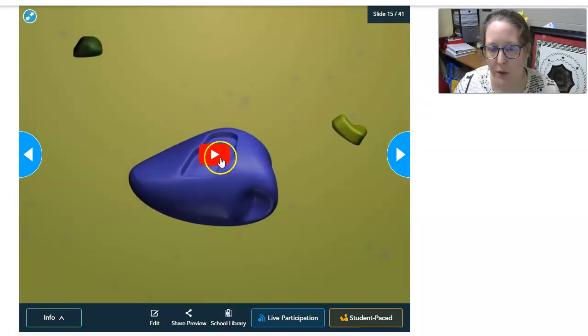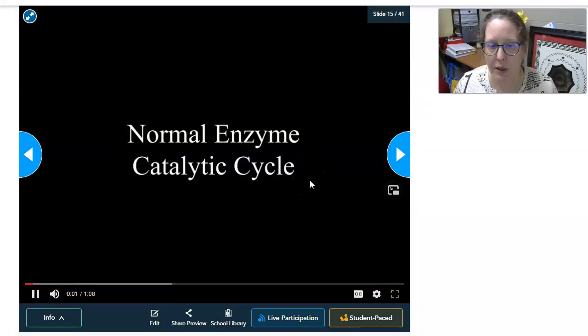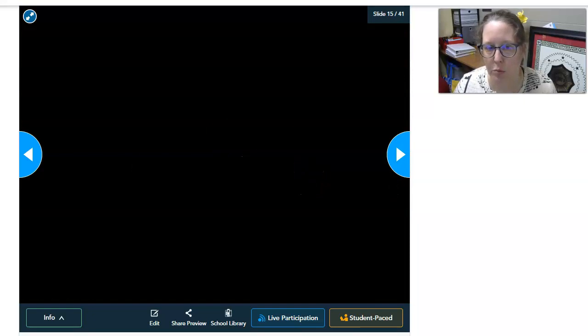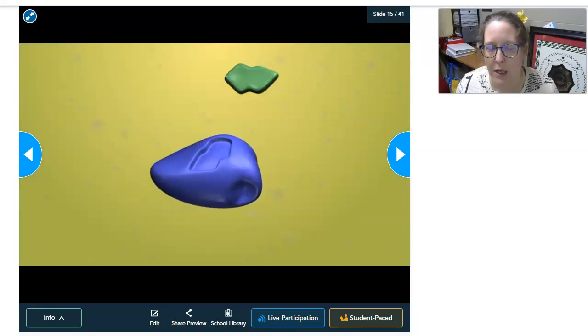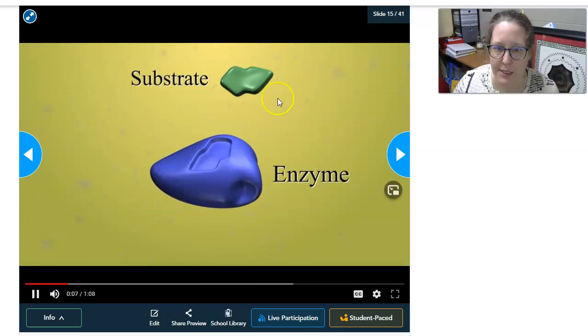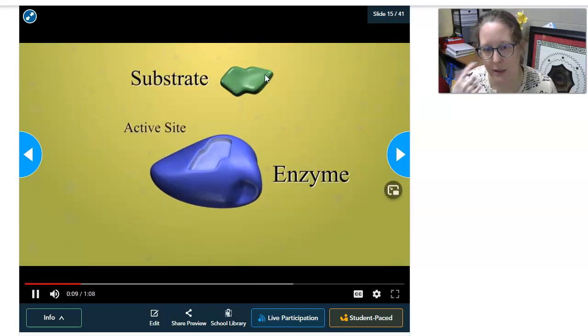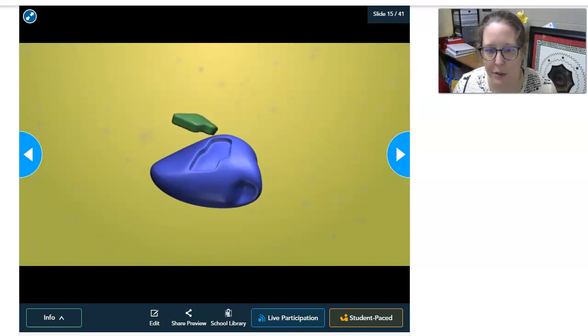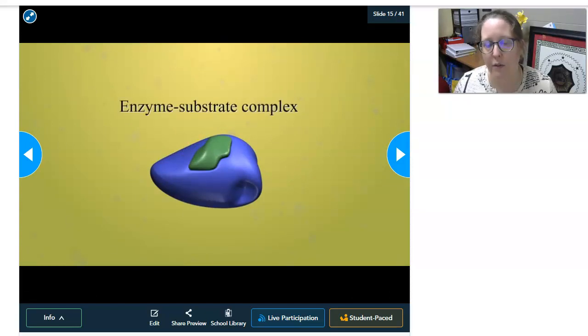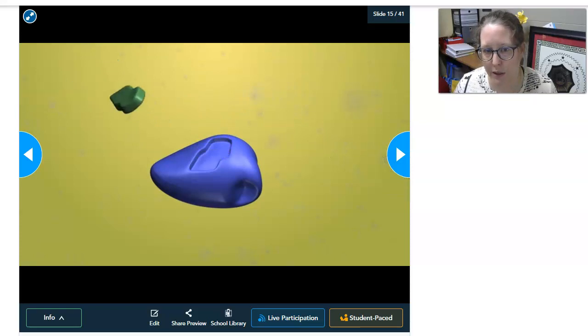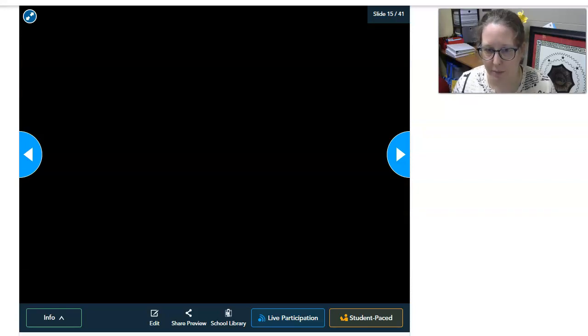All right, this video is going to show that also. So it's showing first the normal enzyme catalytic cycle. The blue shape here is the enzyme, the green is the substrate, the active site fits that substrate, so it binds, and the enzyme then facilitates the breakdown of the substrate to its products, which part from the enzyme, leaving the active site free to catalyze another substrate as the cycle begins again. That's your typical normal enzyme action.